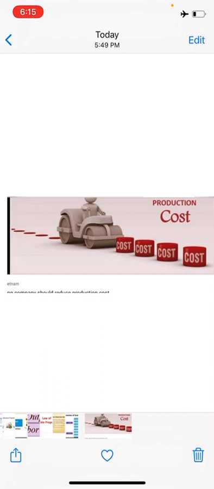Next is total cost. Total cost is nothing but the total of total fixed cost and total variable cost. It is the aggregate money expenditure incurred by the firm on all the factors to produce a given quantity of output.